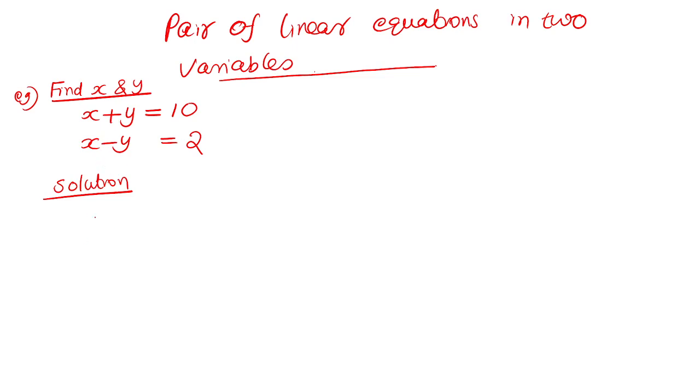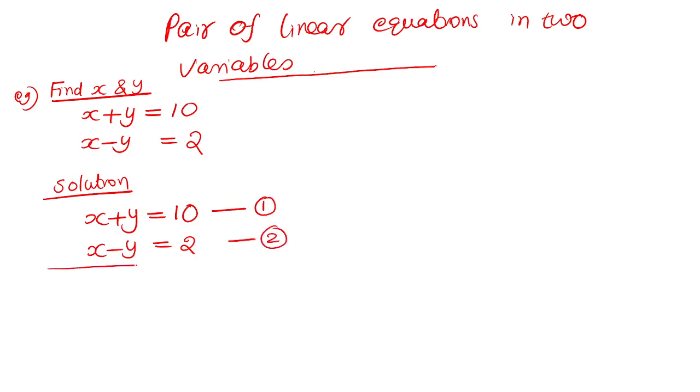So let me write the equations again. X plus y equal to 10. Let me denote it by equation number 1. The second equation is x minus y equal to 2. Let it be equation number 2. What is our question? Find the two numbers whose sum is 10, difference is 2.